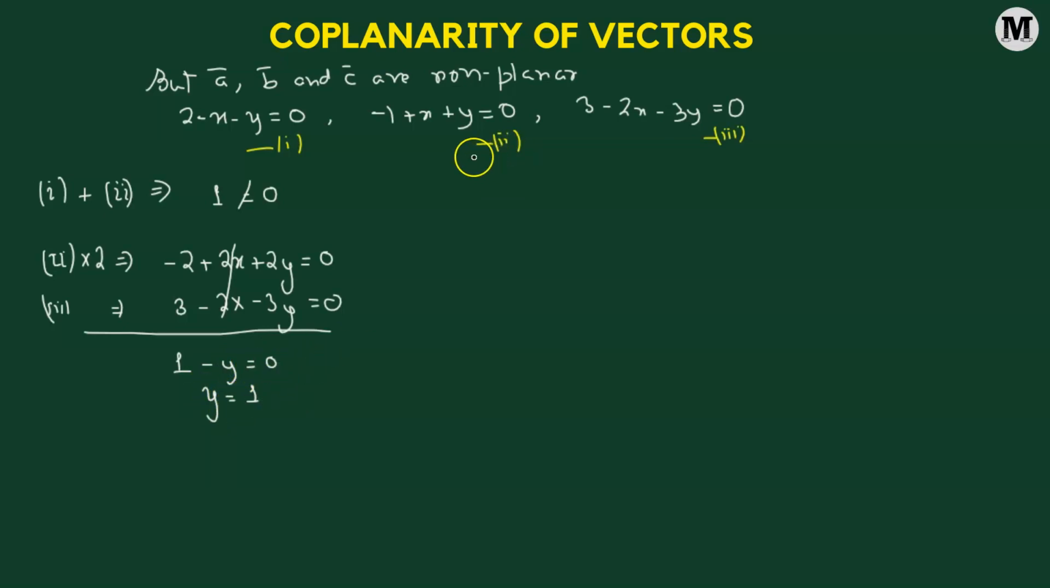Now since we are solving 2 and 3, we're going to use equation number 2. We can use 3 as well, but for simplicity, I'm using number 2. Now we have negative 1 added to x plus 1 equals to 0, which gives us the value x equals to 0. So, solving 2 and 3, we have obtained x equals 0 and y equals 1.